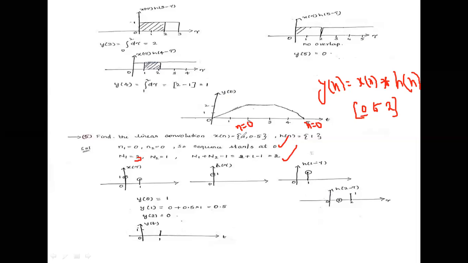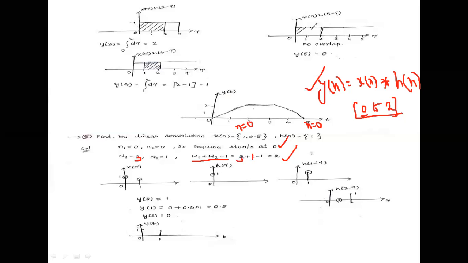How many samples are there in x? 3. How many samples are there in h? 1. This is the formula: the number of samples in y of n is n1 plus n2 minus 1, the number of samples in x plus the number of samples in the second signal h of n, minus 1. 3 plus 1 minus 1 is equal to 3. The range is 0 to 2.